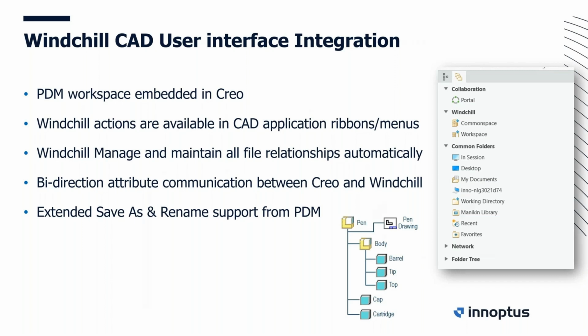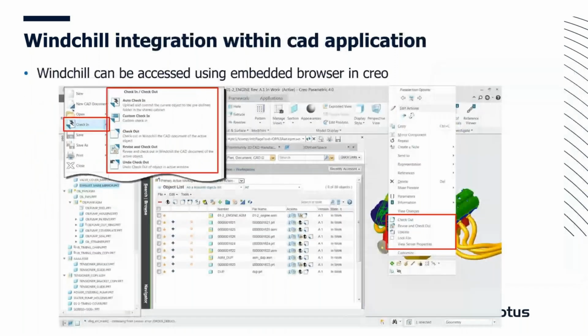A little bit more in detail, in the ribbon or in the menu, you have your check-in functionality or revise. You can also simply right-click on an object and see all these Windchill functionality actions. And so this keeps Creo designers focusing on the design task, so they don't have to switch to other applications on another screen or with a different user interface.